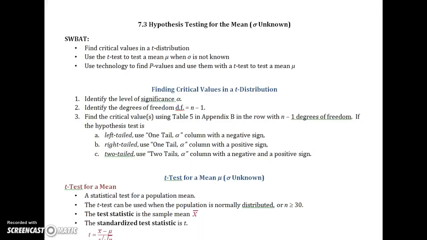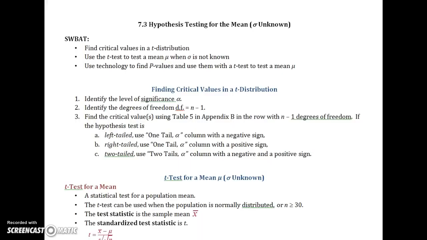So our SWABAT is going to be: define critical values in a t-distribution. We're going to use a t-test to test the mean, mu, when sigma is not known, and then we're also going to use technology to find p-values and use them with a t-test to test a mean mu.